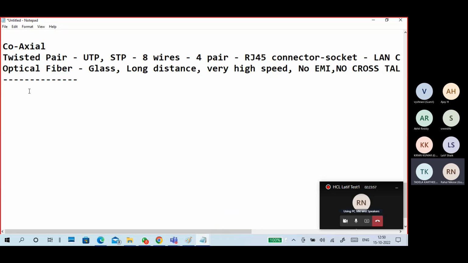After cables, devices. Anyone help me, what are the devices? Hub, switch, router, modem, repeater. Topologies we have also done, the physical topologies.